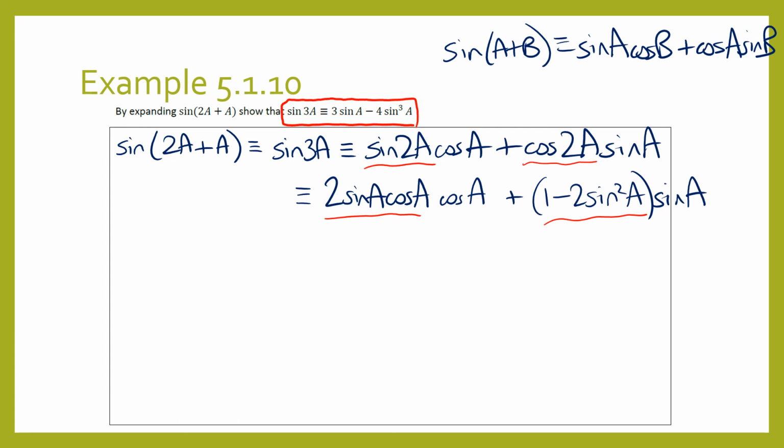Okay, I hope you had a chance to have a go. The best one to use here is 1 minus 2 sine squared a.